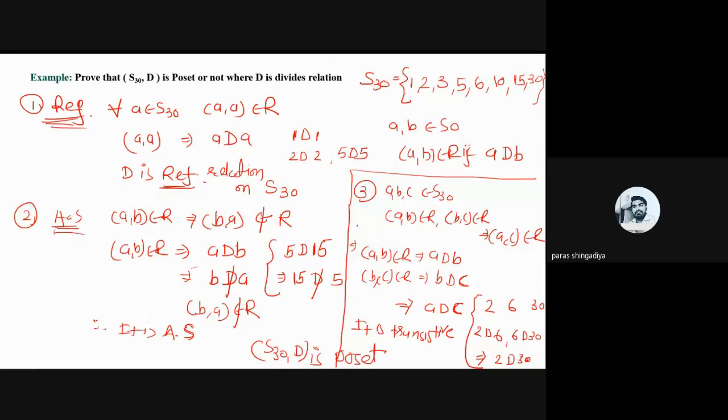reflexive, antisymmetric, and this third one is transitive. So just take a screenshot of the solution of this example if it is required. Otherwise, just consider the main point in your book, how we can prove that, and then you can easily write it. Otherwise, just take a screenshot of this page on your mobile phone or laptop.